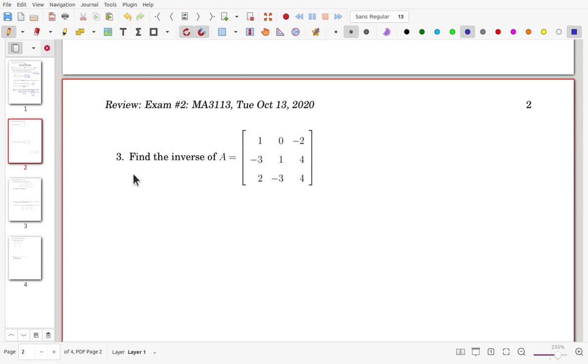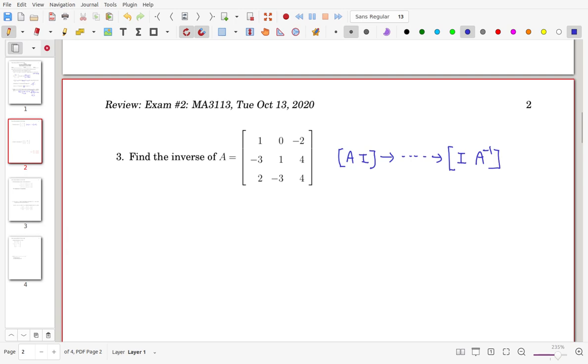Here, find the inverse of A. Now, for this problem, you may start with your A and I, the identity, the augmented matrix, and apply elementary operations so that you can reach the identity here. And then the second portion must be A inverse. In this way, you can find it.